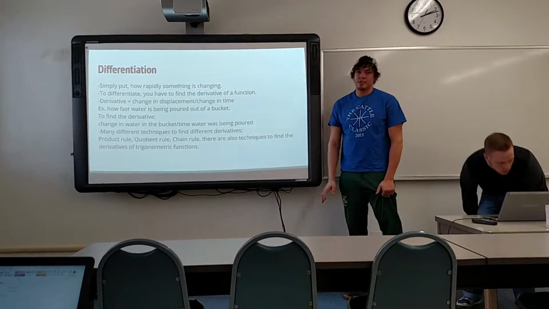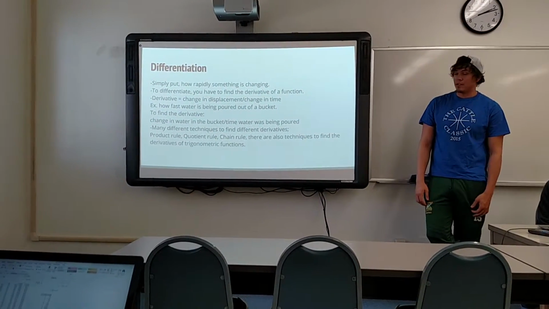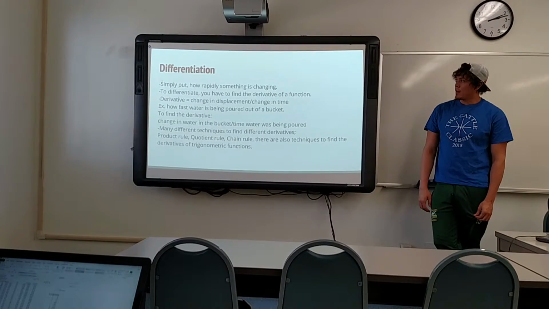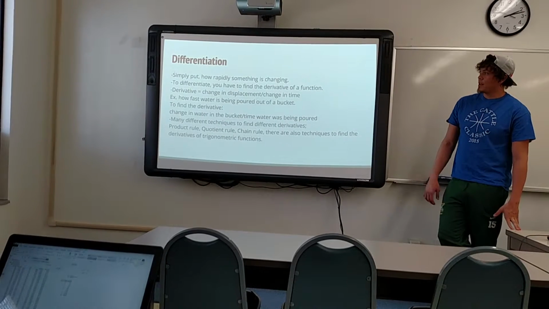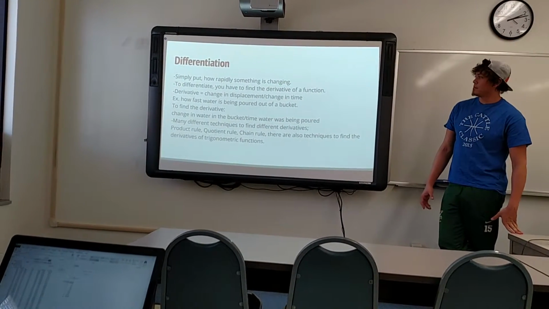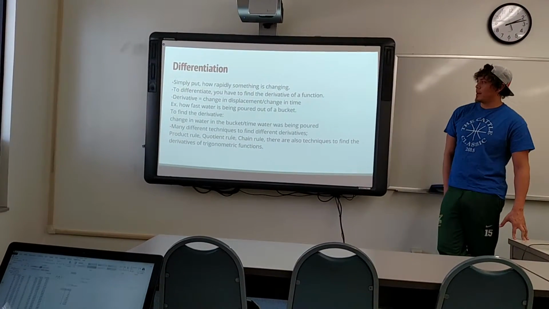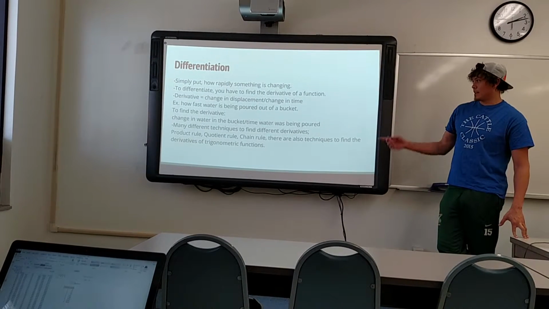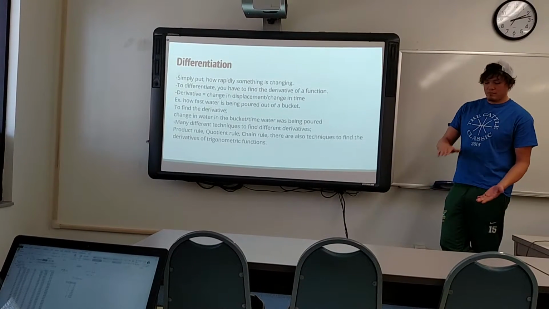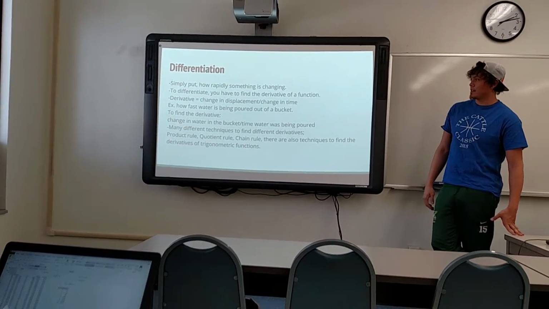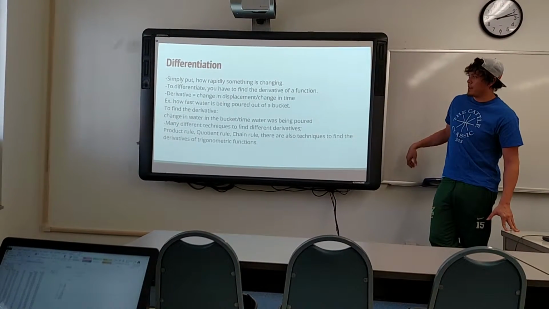So differentiation is just part of calculus, and just the most simple way to put it is it tells how fast something's changing. To differentiate, you just have to find the derivative of a function. And to do that, it's just a change in displacement, or just how much something changed over the change in time. And the easiest, most simple example is how fast water is being poured out of a bucket. So if you poured a bucket and there was this much water in there, and you poured it for 5 seconds and so much was out of it, you would put how much changed over the amount of time, and then that would be your derivative.